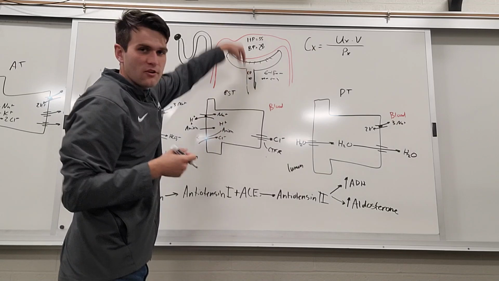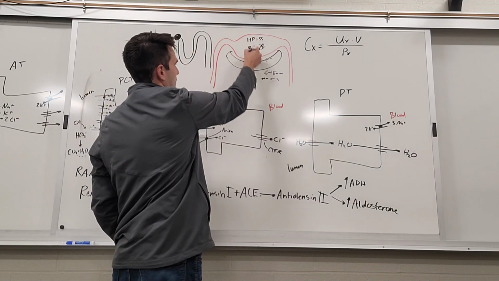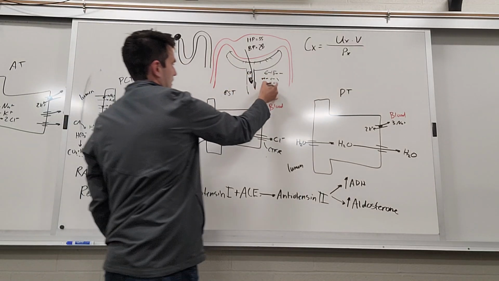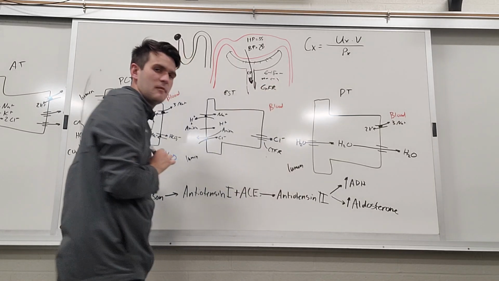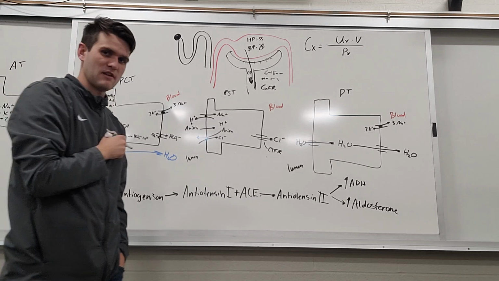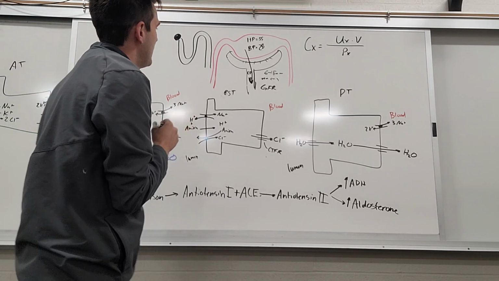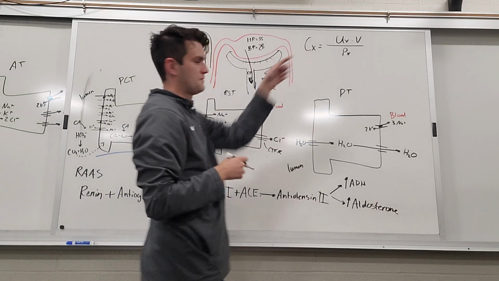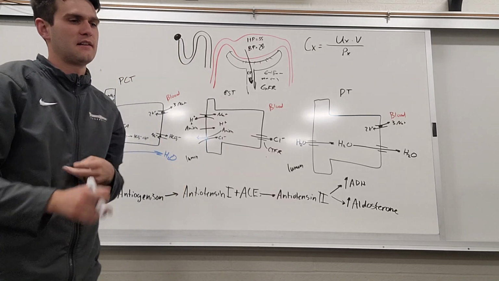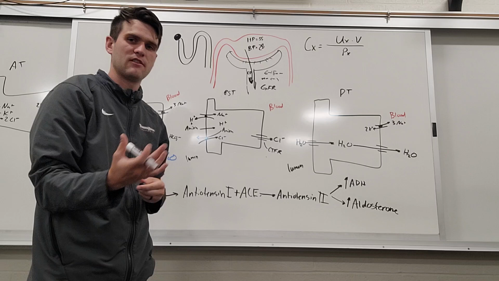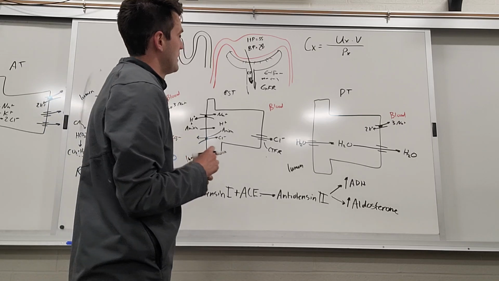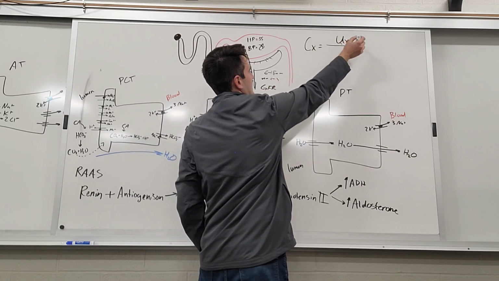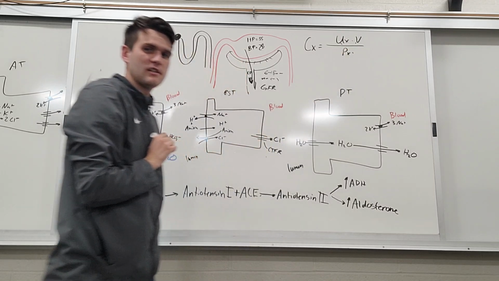The rate at which things are getting filtered through here is your glomerular filtration rate, or GFR, which is a common kidney marker that doctors and nephrologists measure to see how well your kidneys are functioning. The way we measure that is through a concept called clearance. Clearance is essentially the ratio of what is being excreted in urine to what is in the plasma of your blood. The formula is urine concentration times the rate, divided by the plasma concentration of that substance.